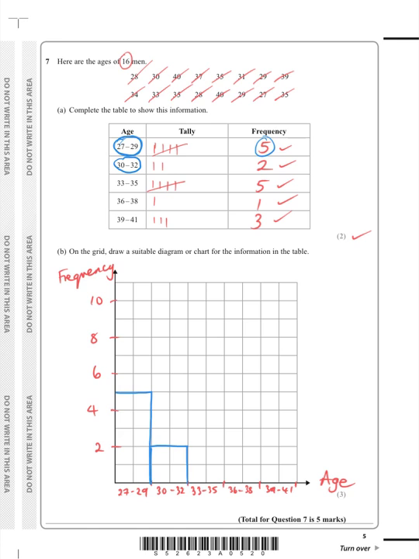So we can just do the rest of the bars here. So 5, and that's 33 to 35. And the next one, 1. And then finally 3. Okay, so there's our suitable diagram or chart for the information in the table given.